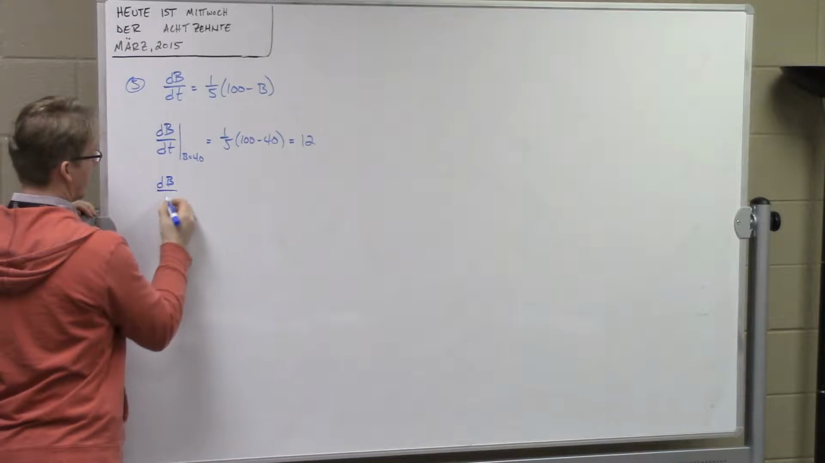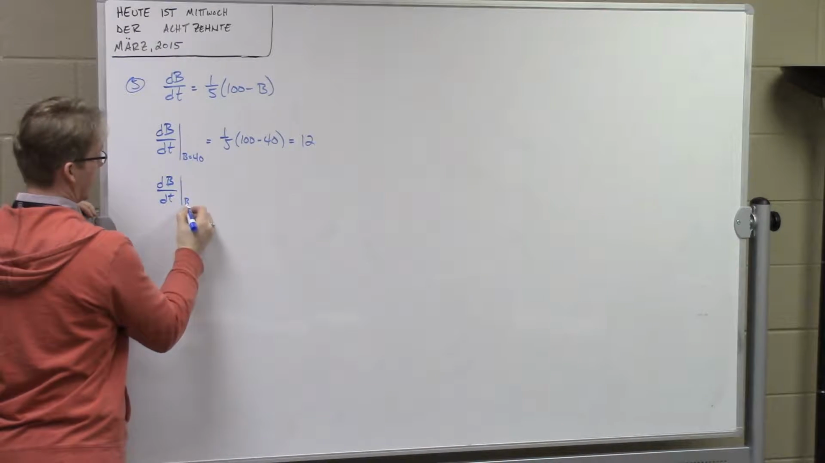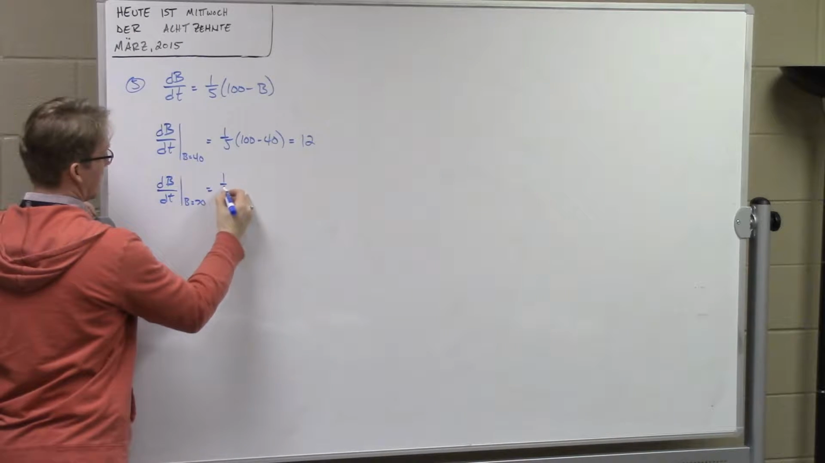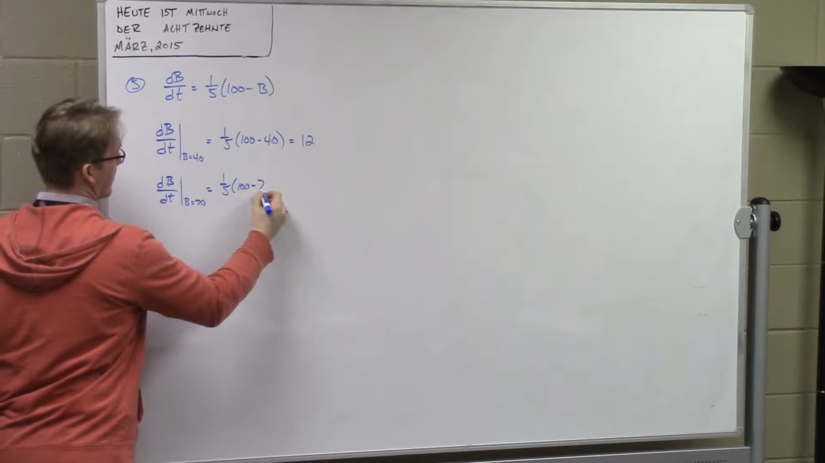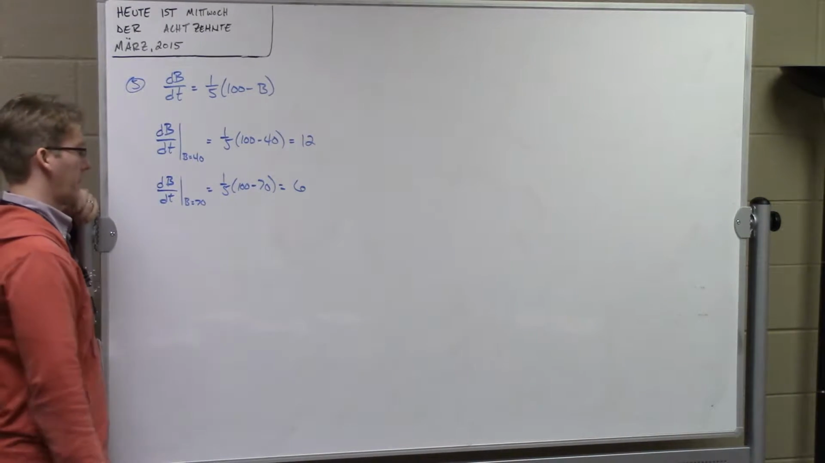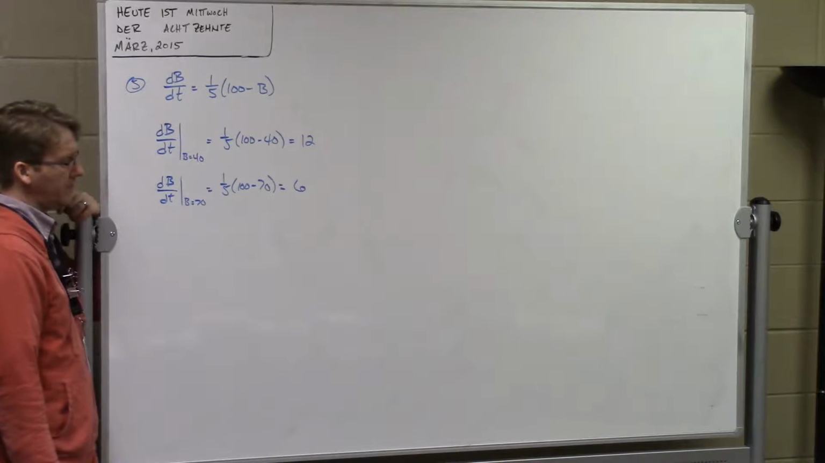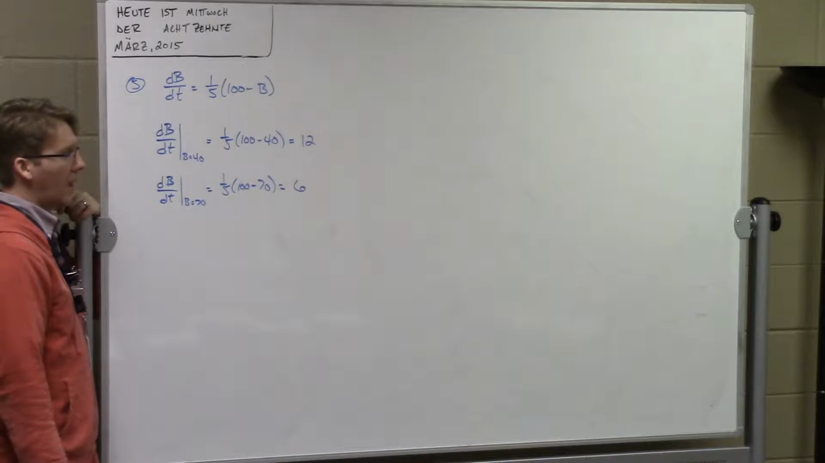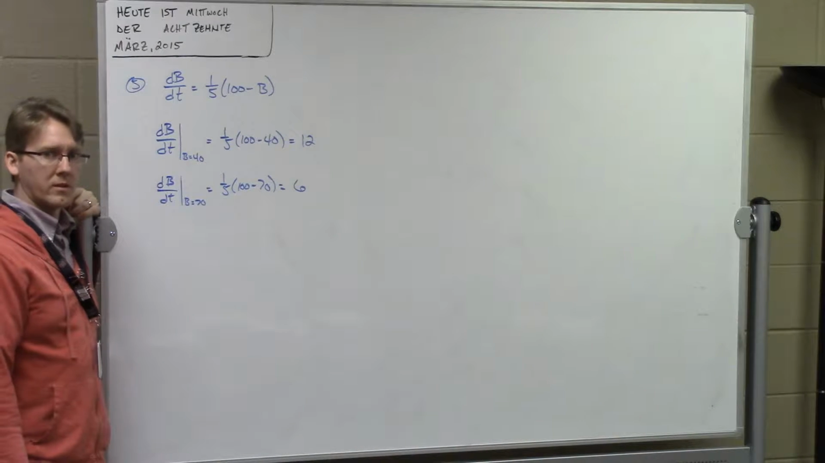dB/dt at B equals 70, 1/5 of 100 minus 70, 30 over 5 is 6. I'm guessing that 100 is their final form. 100 in this case would be what's considered the max weight, yeah. That's as fast as they get.